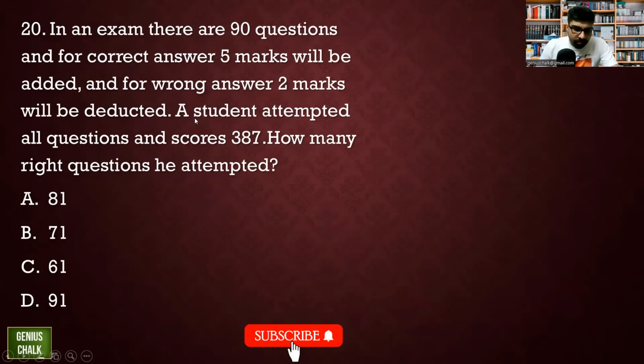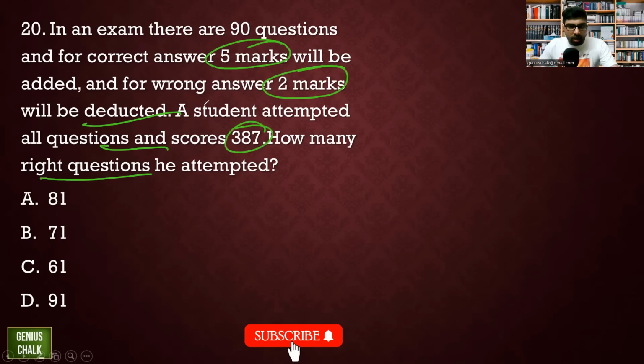In an exam, there are 90 questions. For a correct answer, 5 marks will be added. For a wrong answer, 2 marks will be deducted. A student attempted all questions and scores 387. How many questions did he get right?